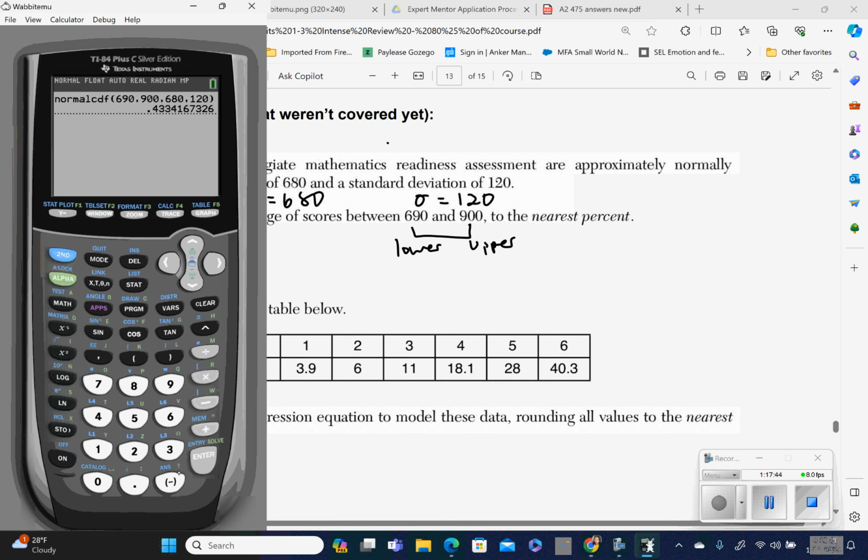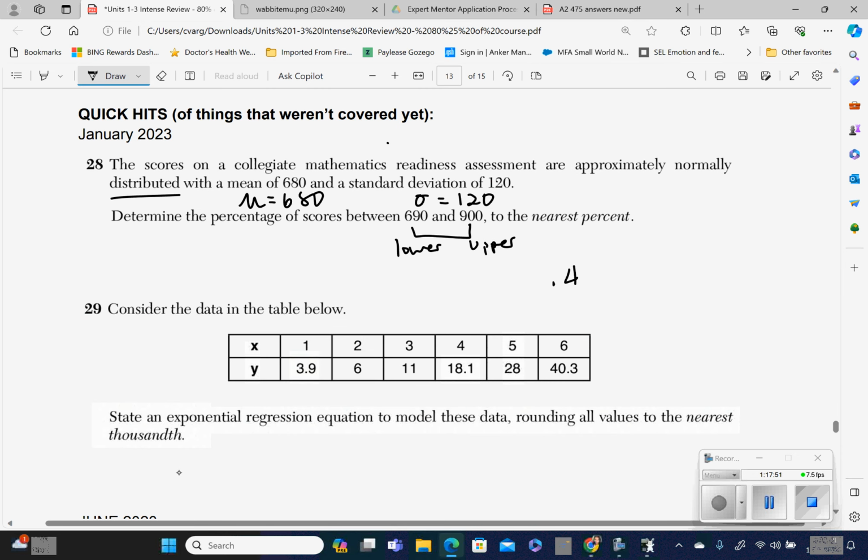And this is our number. This is our answer. It says to the nearest percent, so I'm going to take that decimal point for the 0.433 and move it 2 places to the right. That's 43% to the nearest percent.